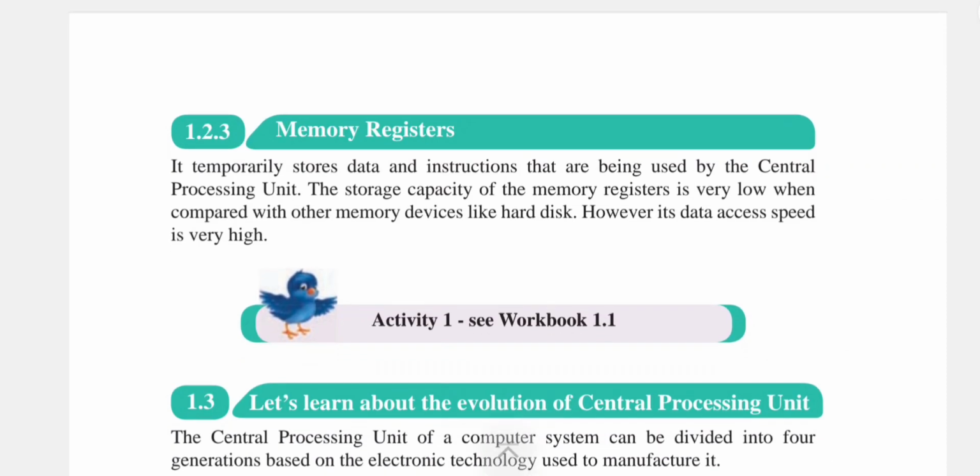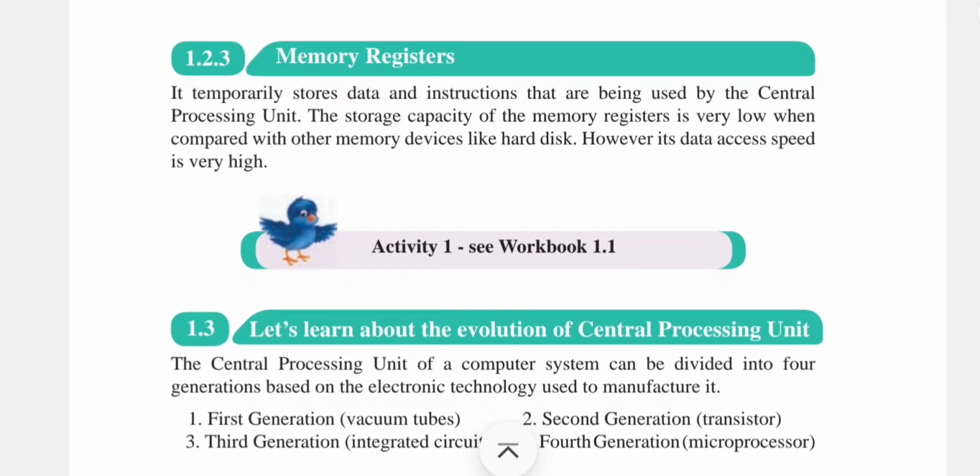So let's do a quick summary. The ALU does calculations and comparisons. The control unit controls and manages all activities, and the memory registers store data temporarily at very high speed. All three work together to make the CPU the brain of the computer.